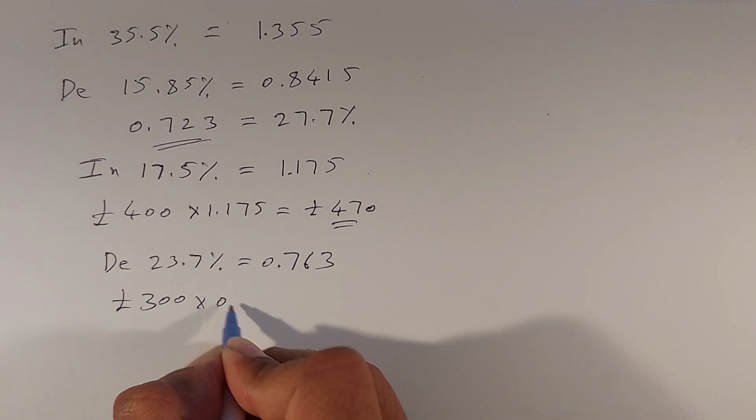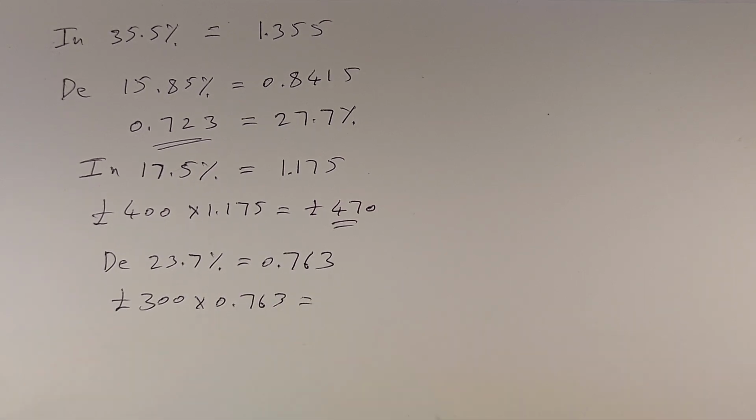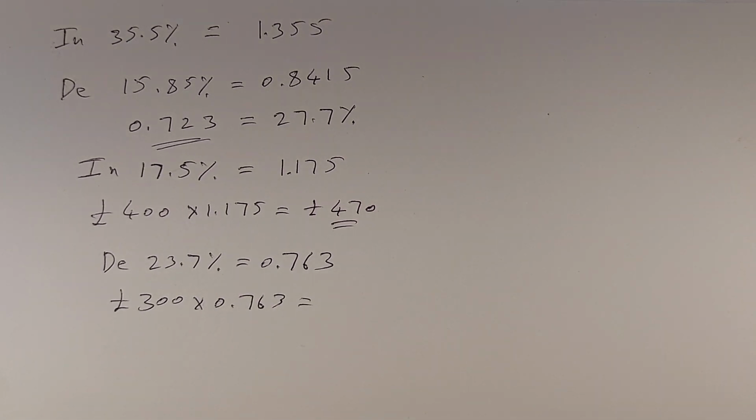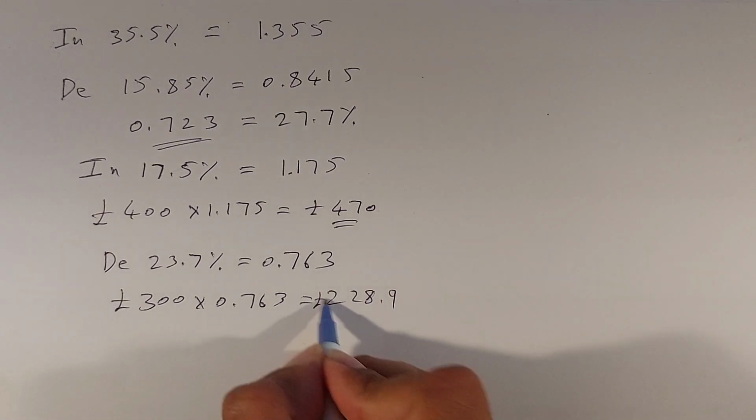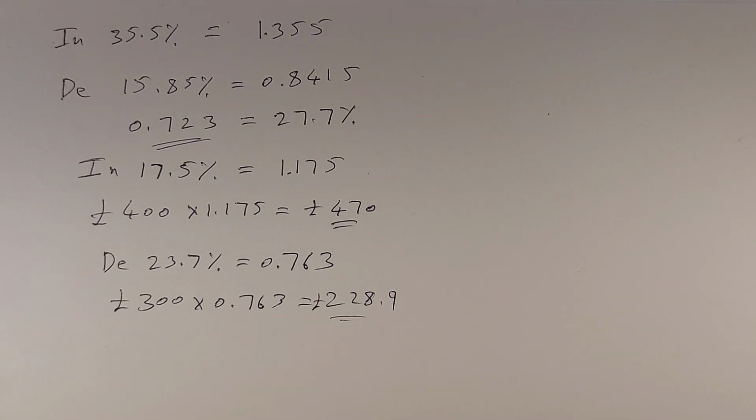We put that on the calculator: 300 times 0.763, that'll give us £228.90 for that particular product. Hope you guys understand what I'm trying to explain. These multipliers are easy. In GCSE and A level, there are many places you can use these multipliers, especially GCSE. Easy calculations.